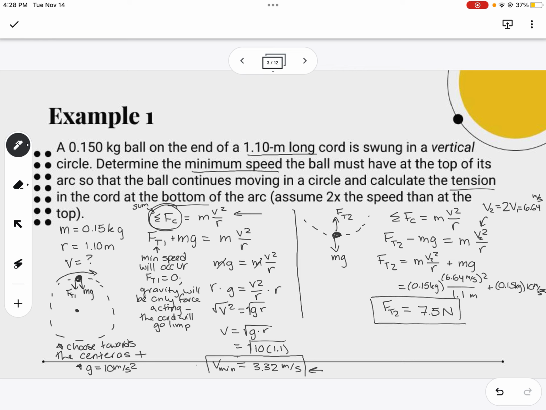And double check your units. Make sure your units work out. Over here, I'm going to get kilograms times meters over second squared. Over here, you would get the same thing, kilograms times meters over second squared. So those are both what a newton is. So your units do work out.